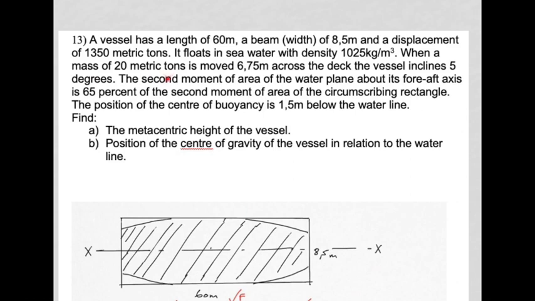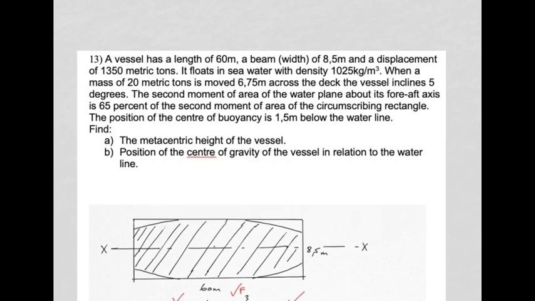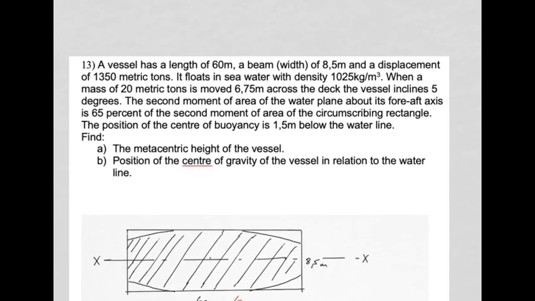Now here's the issue. The second moment of area of the water plane, remember that's what we need for our I value, about its fore-aft axis, in other words the longitudinal axis, is, and here it is, 65% of the second moment of area of the circumscribing rectangle. So what that means is, if that's your vessel's waterline shape, they are saying that its I value is 65% of what it would have been had it been rectangular. Okay, so you're going to use that to find the I value that you need. So stop the video here and make a good attempt at this before looking at the solution.